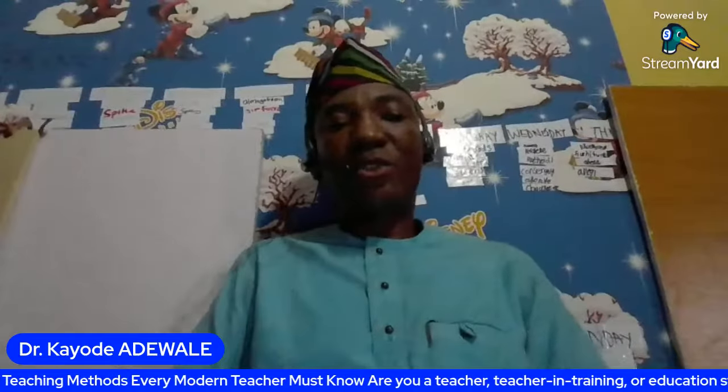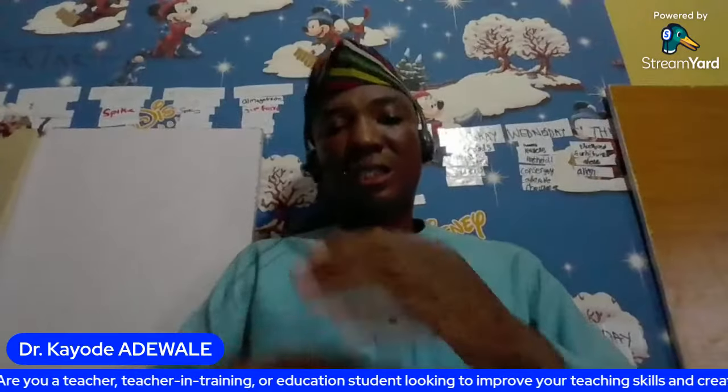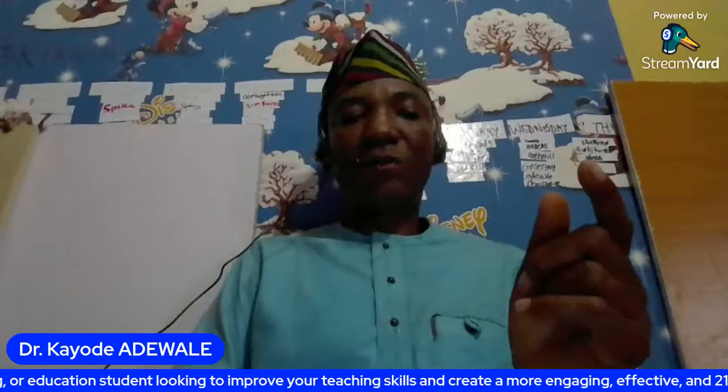Then we also have the guided practice. It's also part of direct instruction. You can use that. Okay, look at what I'm doing now. Can you do it like this? Can you pull this thing like this? That is direct instruction. Then independent practice. After you have given them direct instruction, now let them try it on their own. That is direct instruction.